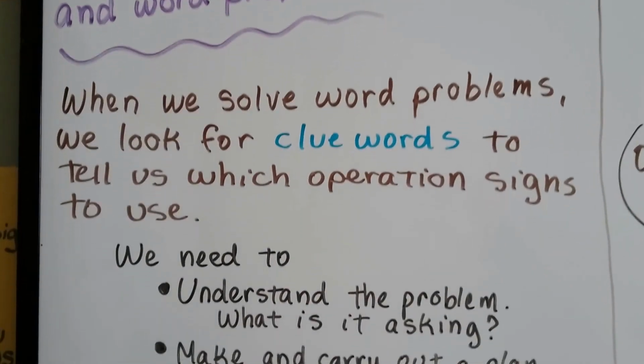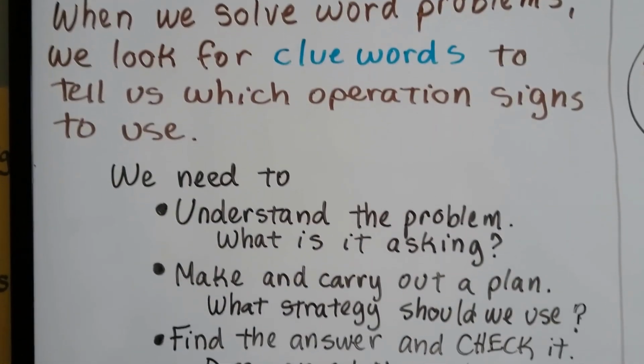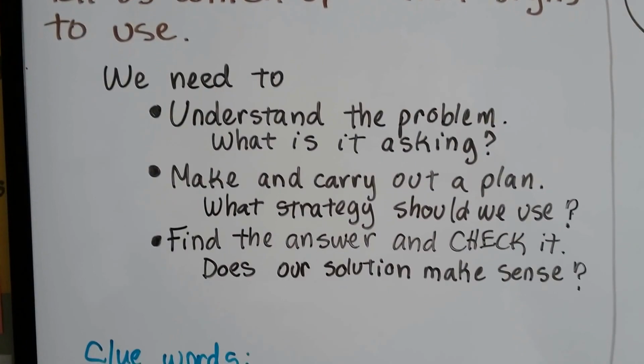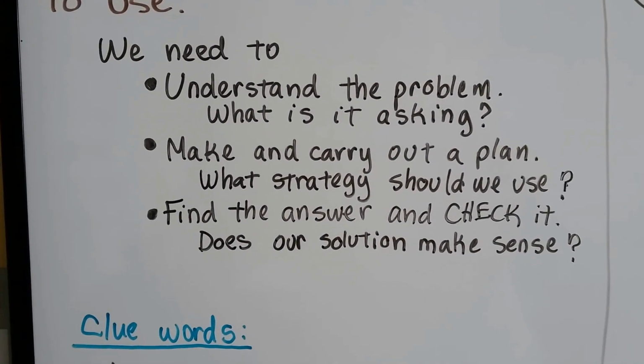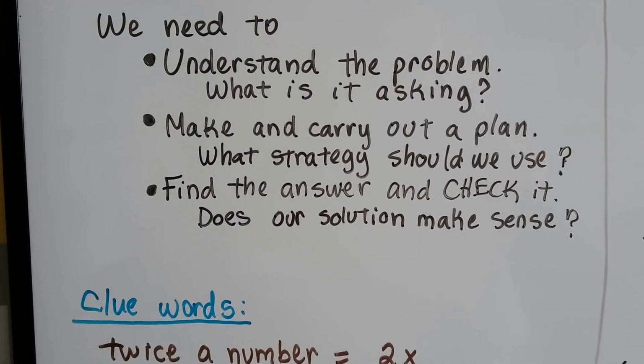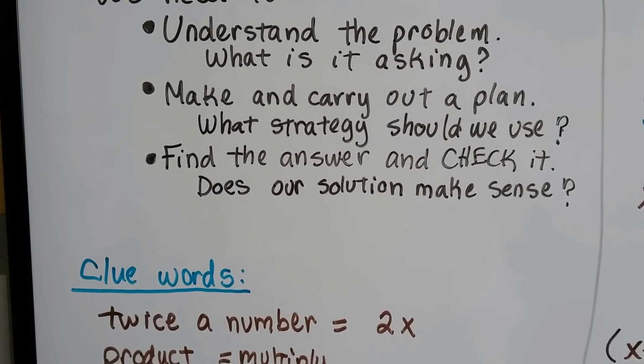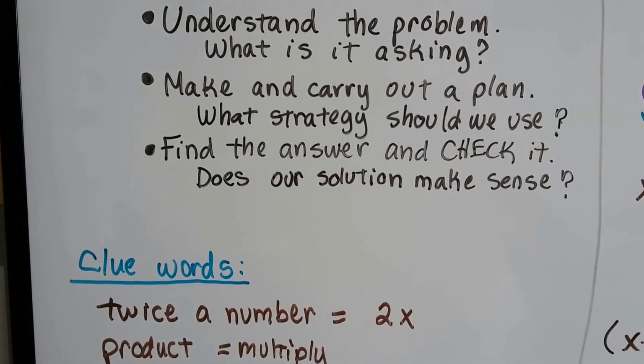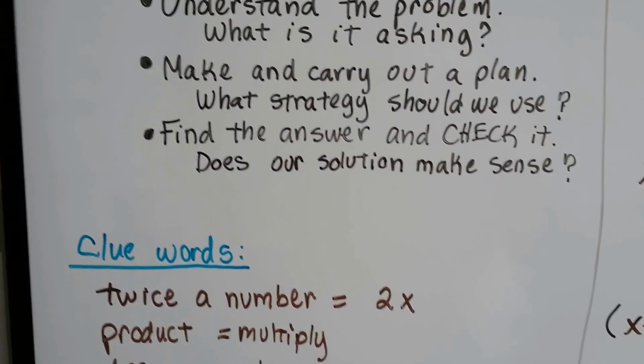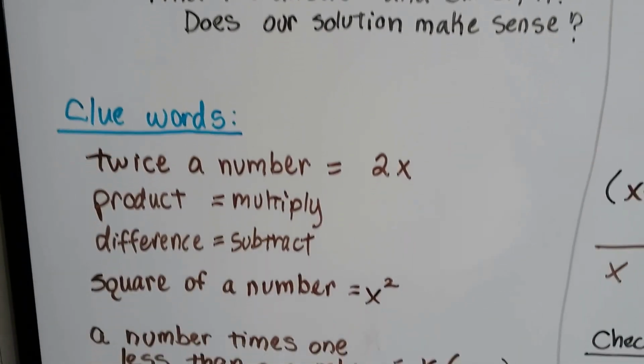When we solve word problems, we look for clue words to tell us which operation signs to use or how to write the equation. And we need to understand the problem and figure out what it's asking of us. We need to make and carry out a plan and find what strategy we should use. And after we find the answer, we need to check it to make sure our solution makes sense. So here's some clue words.